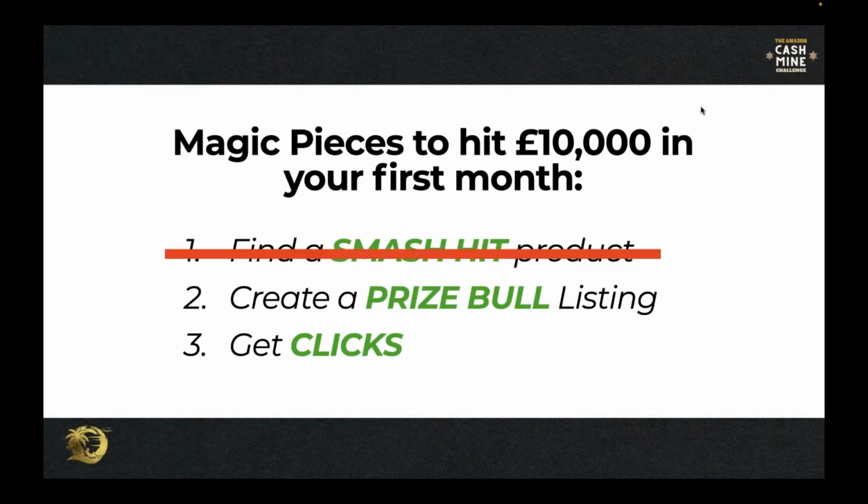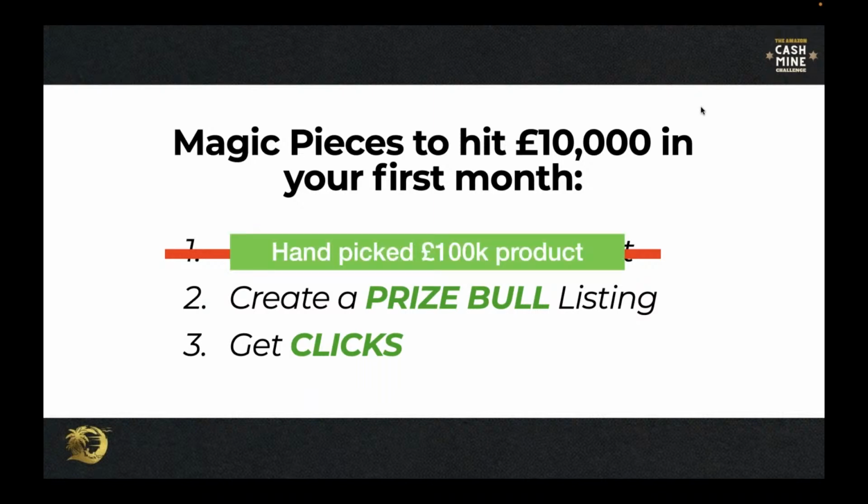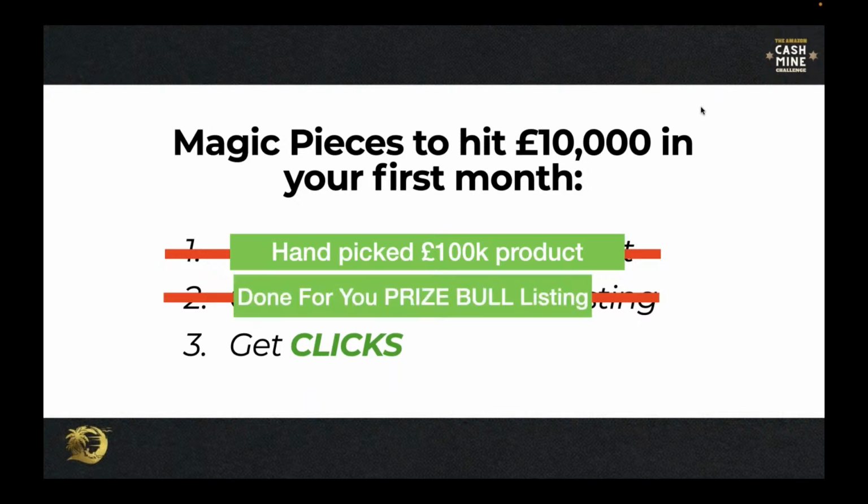Well, with Platinum, you don't have to find a smash hit product yourself. I'm going to give you a hand-picked product that has potential to make £100,000 in sales straight away. So on day one, you'll have a product personally researched by me. Rather than creating a prize bull listing yourself, I'll actually create the listing for you. So you don't have to worry about creating the listing. It'll be written for you, so you know it's going to jump off the page. As soon as you send stock in, the product's going to fly off the shelves.